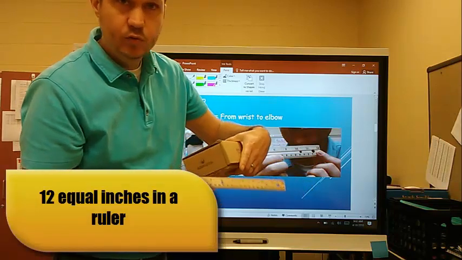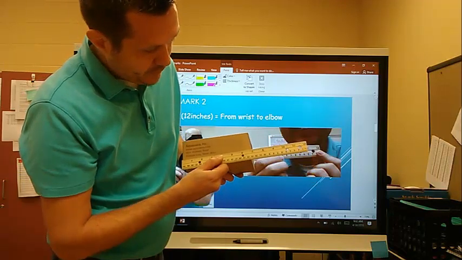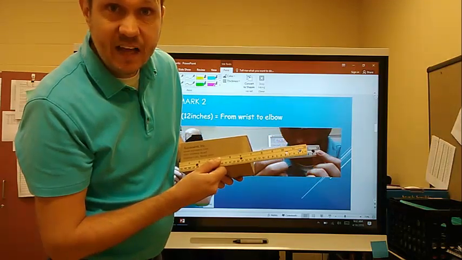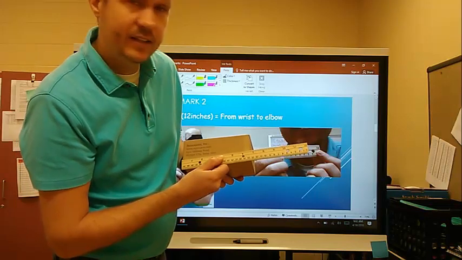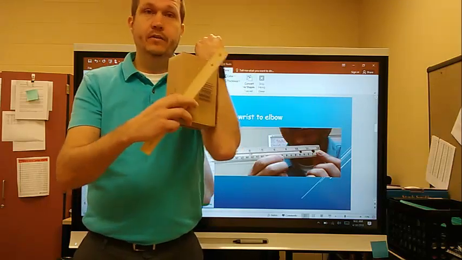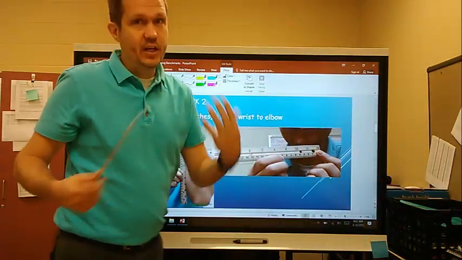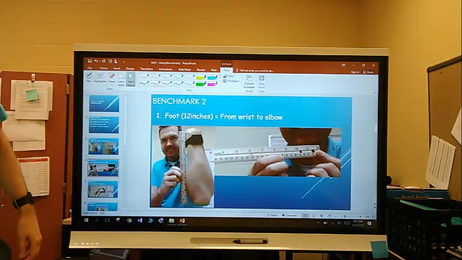Each one has an equal part. So I'm going to measure this box. I'm going to start at the 0 line. I can see that it's about 6.5 inches. So this fits my ruler benchmark, my elbow to my wrist. Okay? So that's the next benchmark. That's how you apply that. Let's move on to the next one.